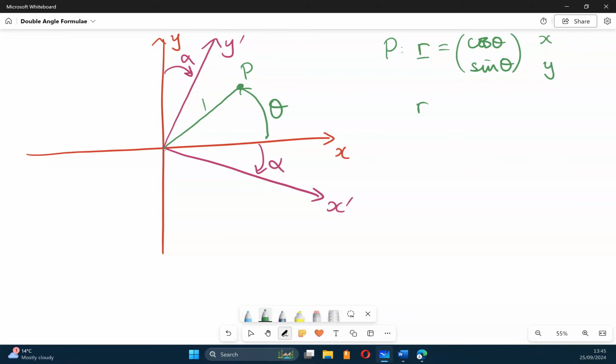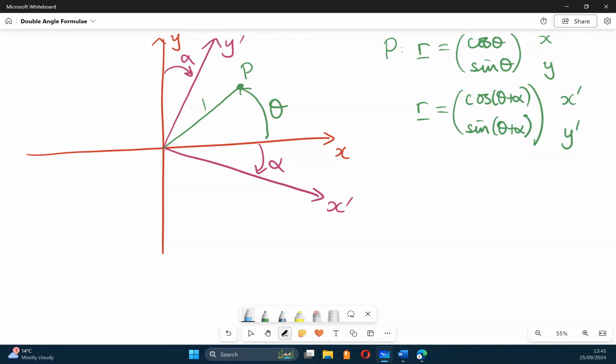But we also know another way that we could write this is in terms of the x prime and y prime. And P is going to be an angle of theta plus alpha from the x prime axis. So we could write this as cosine of theta plus alpha and sine of theta plus alpha. But this is no longer in terms of x and y, this is in terms of the x prime and y prime coordinates. So it's the same vector overall, so these two vectors are equivalent, but they're represented in terms of different axes. So we can use this now to find a relationship between them.